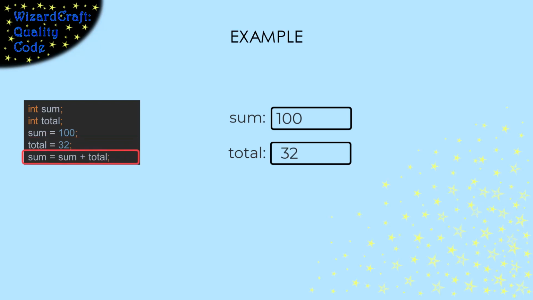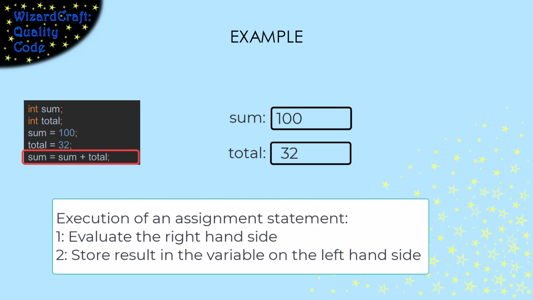Now this last statement is a little more interesting. It is an assignment statement, but the right-hand side encodes a calculation. The execution of an assignment statement is always evaluate the right-hand side and store it in the variable on the left-hand side. So this statement will start by evaluating sum plus total. It will go to memory and get the values stored in those variables and then add them together. So that evaluates to 132. That's what gets stored into sum, overwriting the original value of 100.